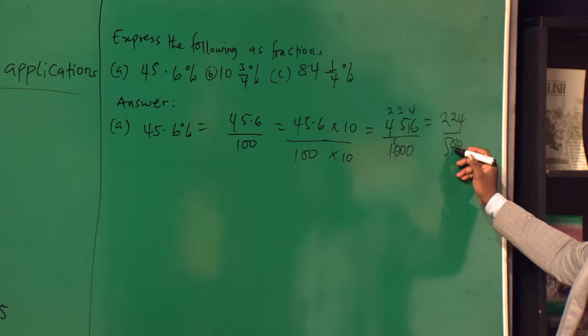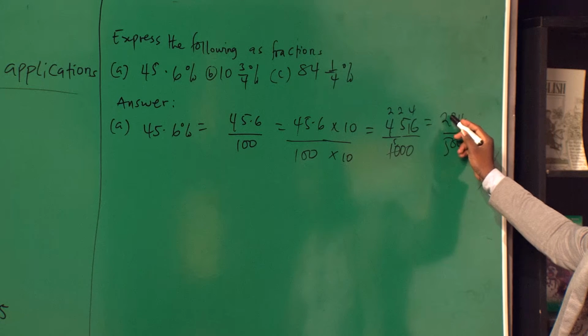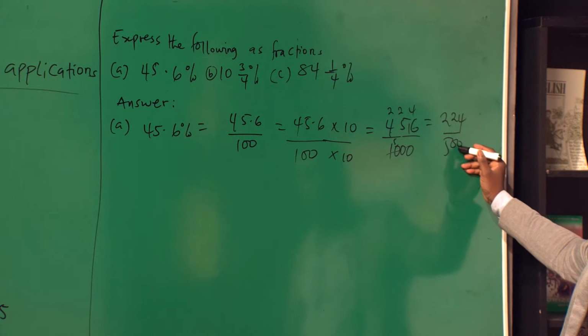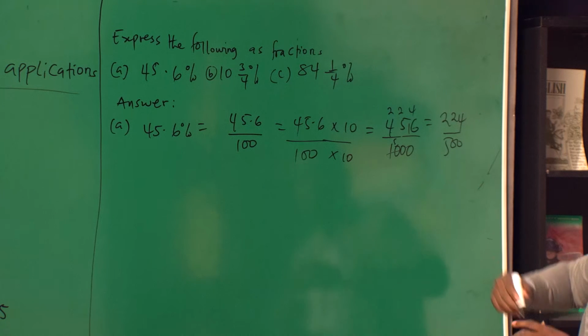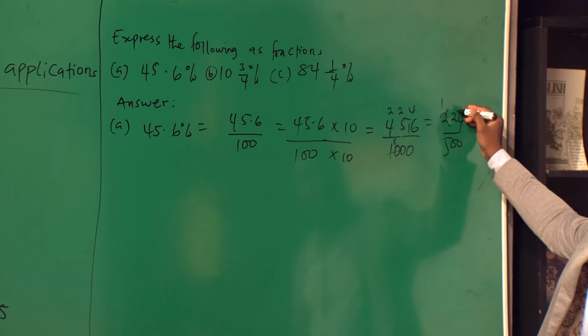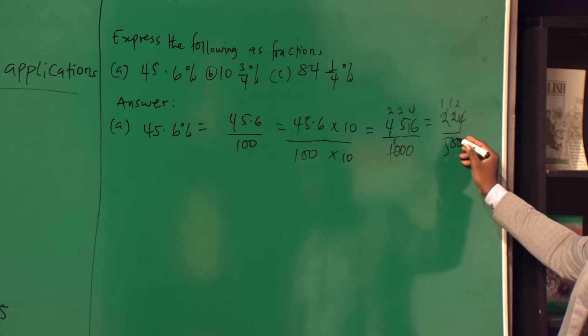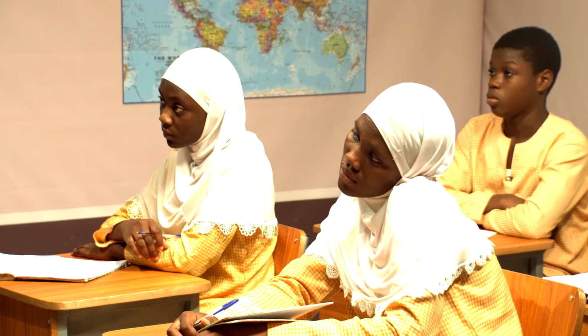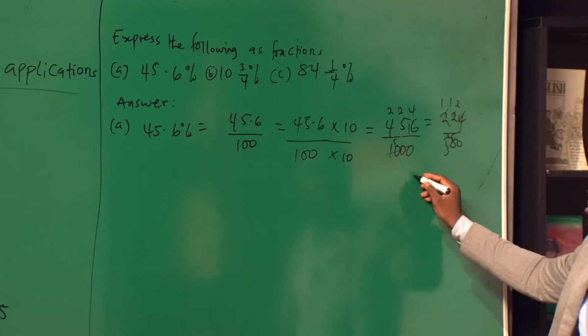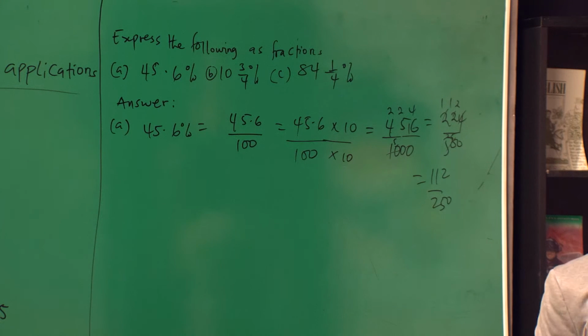Now, if we use 4, we can use 2 again, right? 2 will go into 2 once, again into 2, into 4, then into 500. 250. This one will give us 25, so that's about 250, right? So you end up with 112 over 250. Are you okay? So you keep on reducing it.